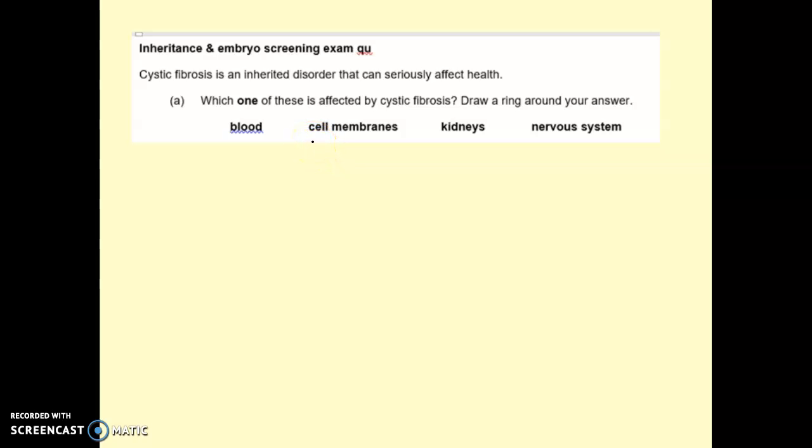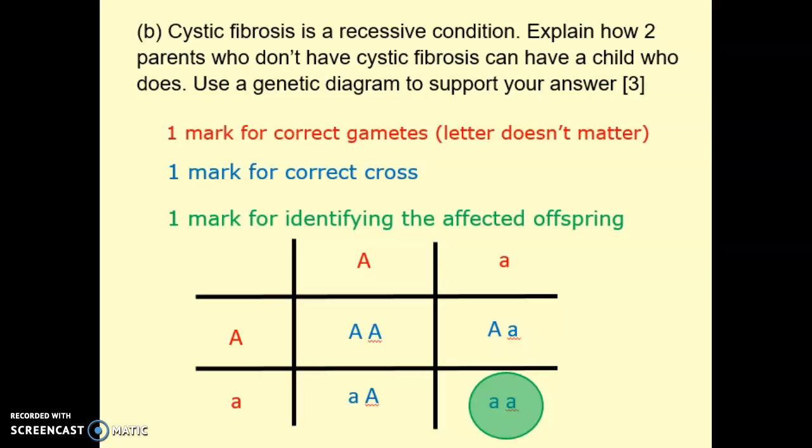Which one of the following things is affected by cystic fibrosis? If you remember back to your notes, it's cell membranes. And ultimately that's what causes the problems with the mucus that we see when we look at the symptoms of cystic fibrosis.